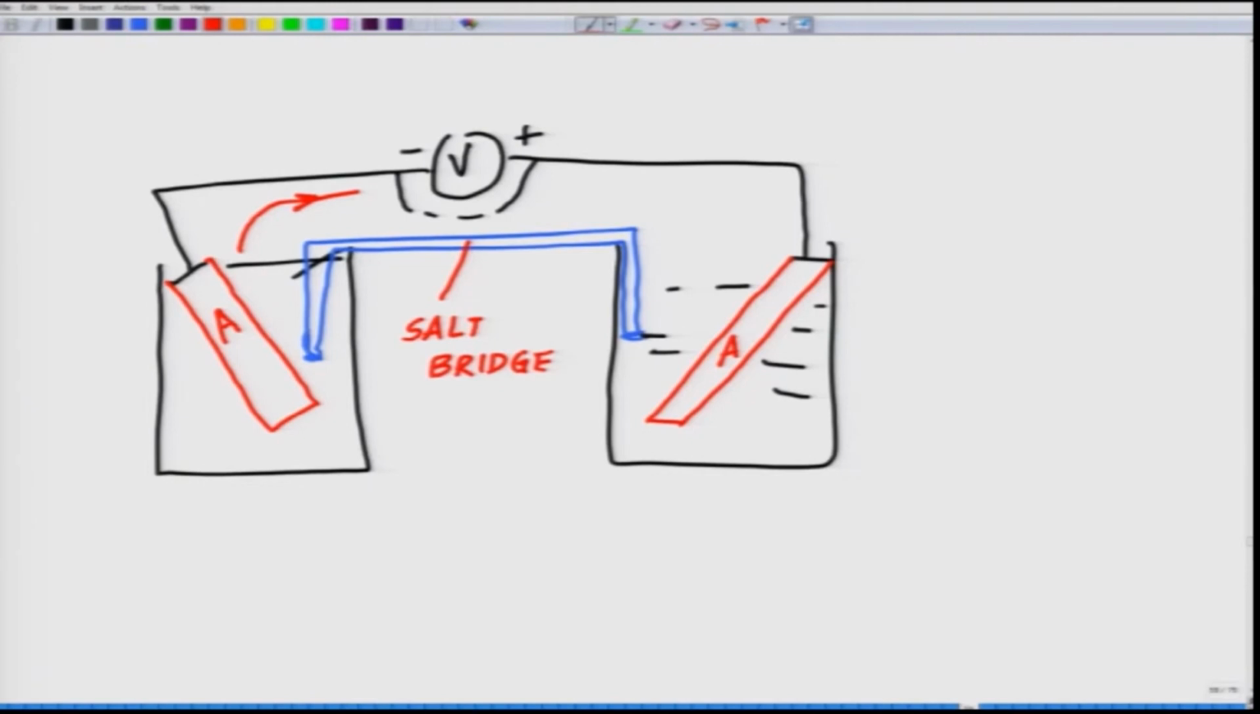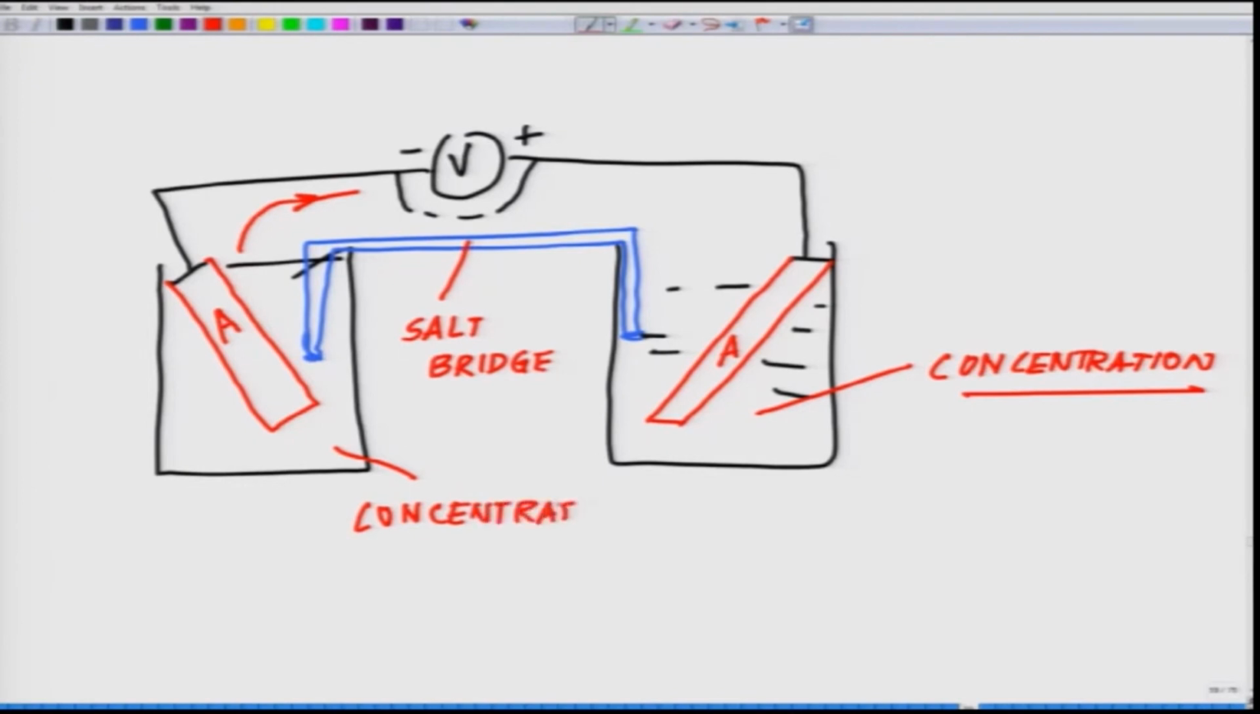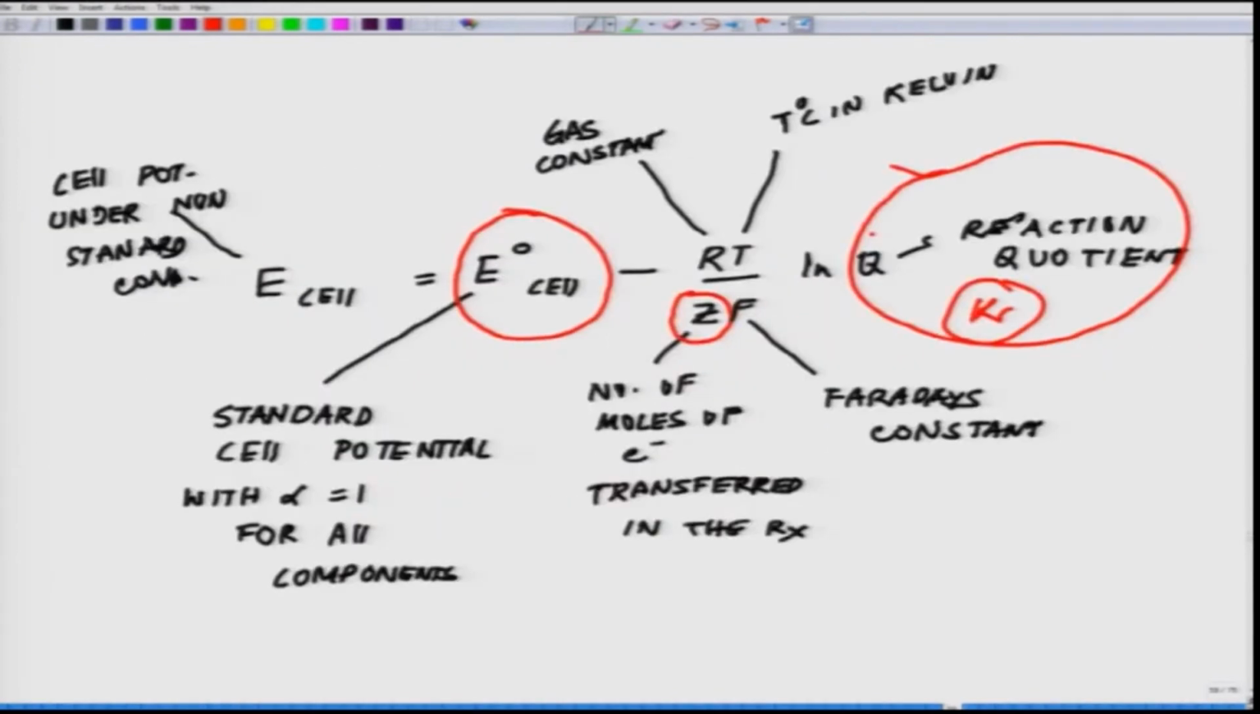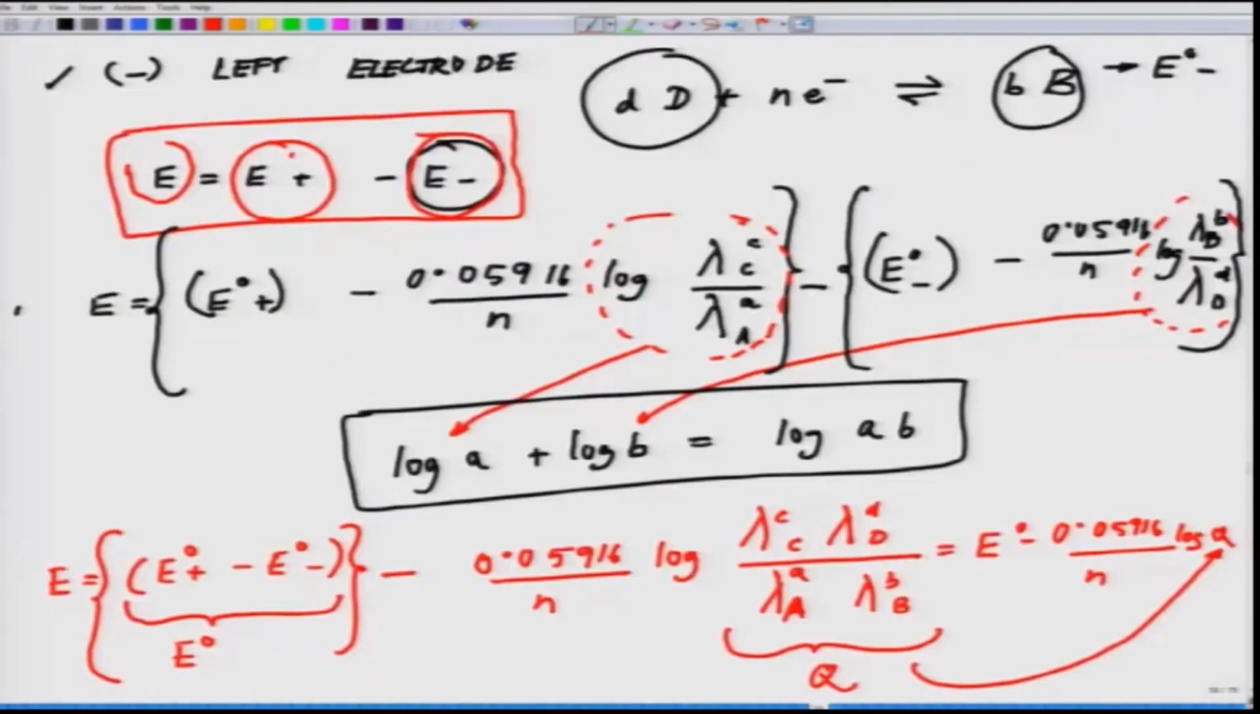Could current flow? Here I am saying it can flow, provided the concentration of the electrolyte, or the concentration of the reactant analyte, varies. Why is it so? Because if you look at the expression, the expression is from left to right.